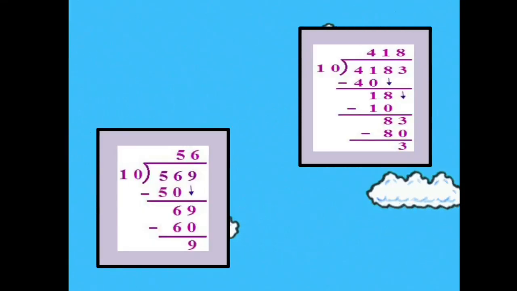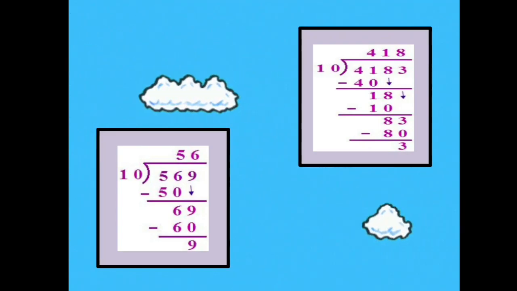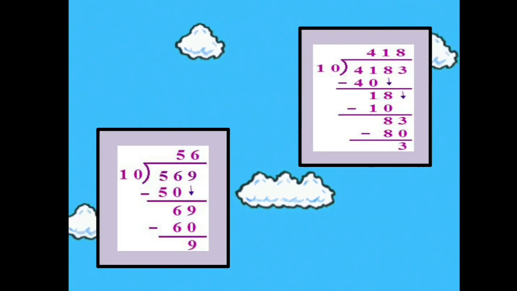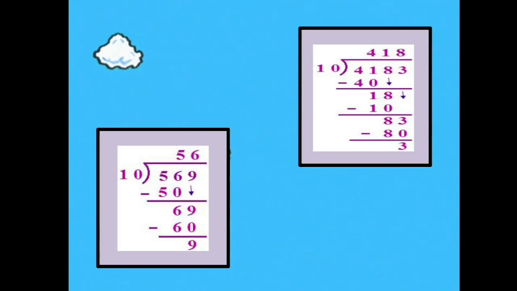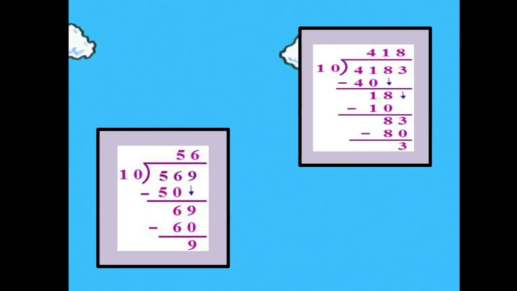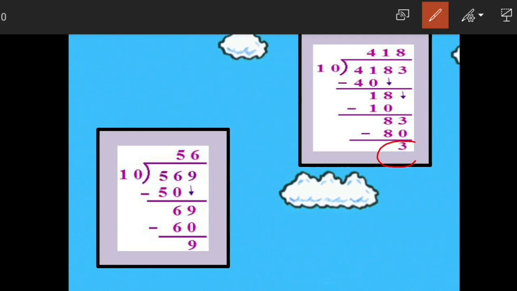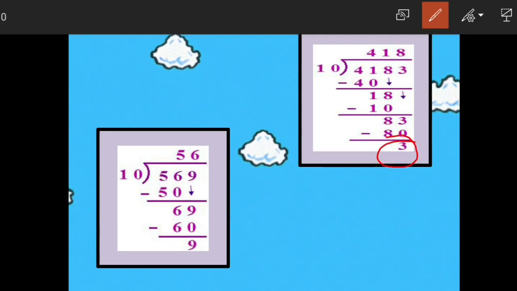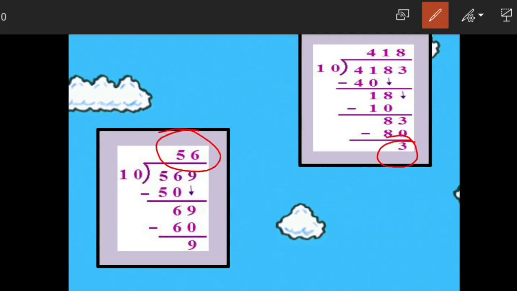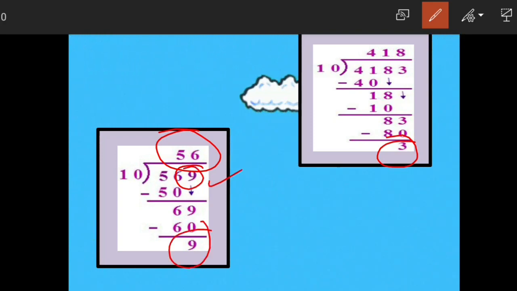You can see some more examples. Like in the first case, we are dividing 4183 by 10. So, the numbers to the left of 3, that is 4, 1 and 8, become the quotient, and the number in the ones place, that is 3, becomes the remainder. And same is in this case, 56 becomes the quotient, and the last digit in the ones place, that is 9, becomes the remainder.